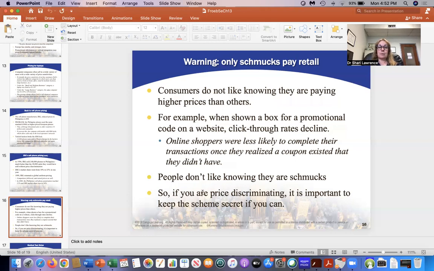So they say if you're price discriminating, it's important to kind of keep that scheme to yourself, only to those people who are getting the good price if possible. But I mean, it's really not always possible. And this is an interesting example in that you might have thought this yourself. You might have been online shopping and then seen that there's a coupon and you don't have the coupon, and so you just decide not to make that purchase, or a coupon code.